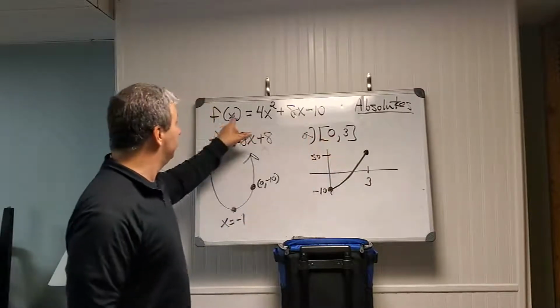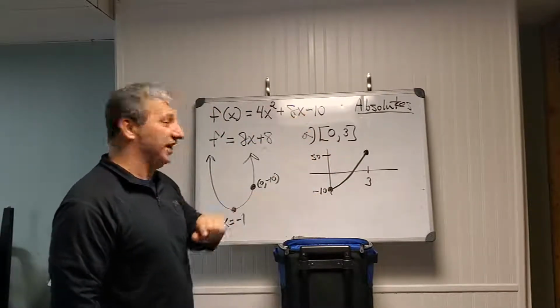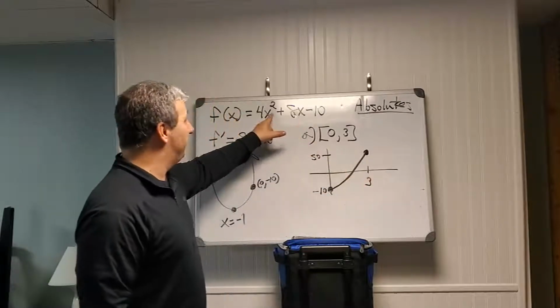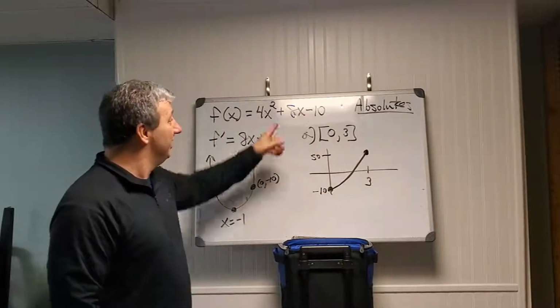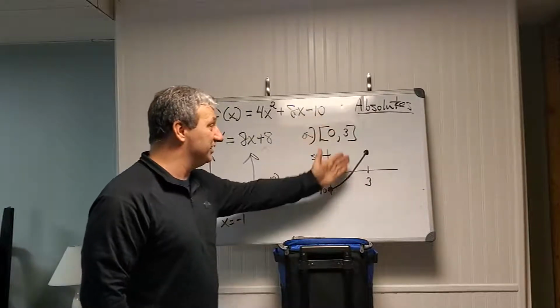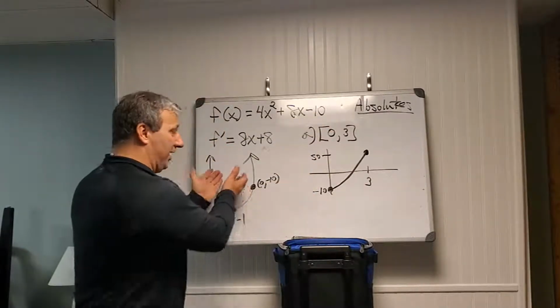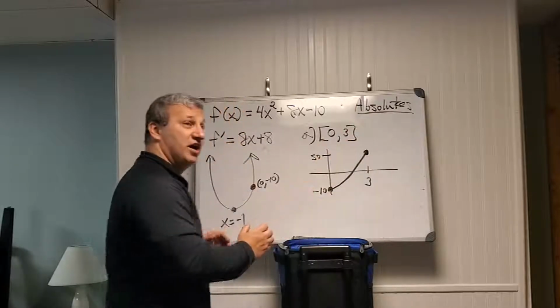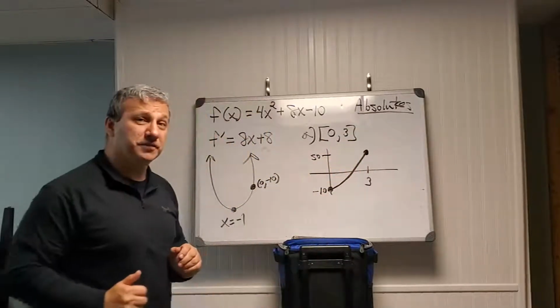When I plug 0 into the function, I get negative 10. When I plug 3 into the function, hopefully I didn't make a mistake there, 9 times 4 is 36, 36 plus 24 is 60, minus 10 is 50. So there's my graph. Again, imagine the parabola starting here and coming up. I'm only focusing on this range.